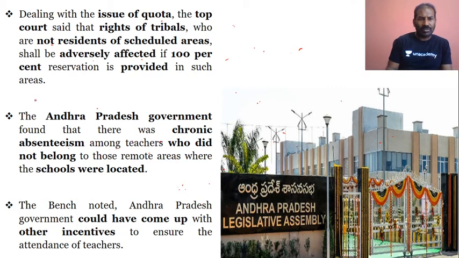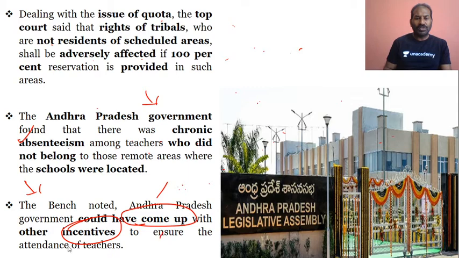It says because of the absenteeism they have gone ahead with that, and the bench noted, and for this the AP government has said, and the counter is from the Supreme Court. What is the counter from the Supreme Court? Andhra Pradesh government could have come up with other incentives to ensure the attendance of the teachers rather than 100% reservation. Are you getting? I think everyone is understanding now.